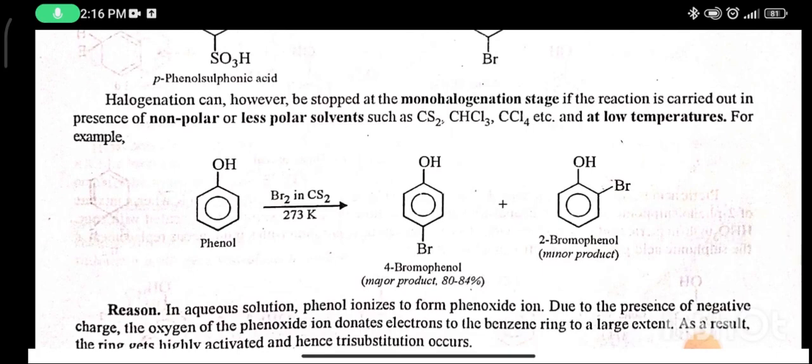Halogenation can, however, be stopped at the monohalogenation stage if the reaction is carried out in the presence of non-polar or less polar solvents such as CS2, CHCl3, CCl4 at low temperature. For example, phenol reacts with Br2 in CS2 at 273 Kelvin. It gives 4-bromophenol as the major product (80 to 84%) and 2-bromophenol as a minor product.